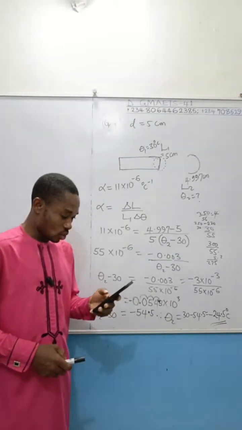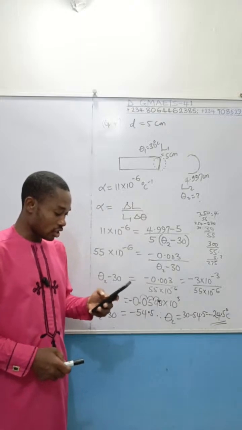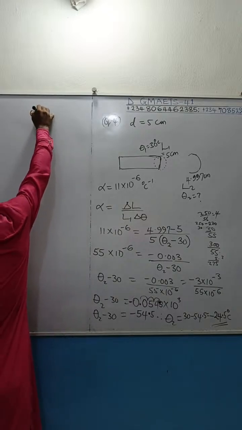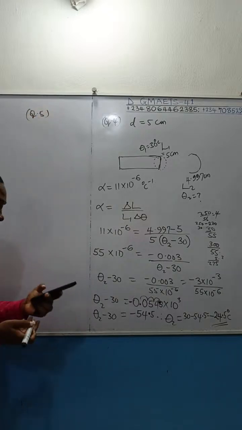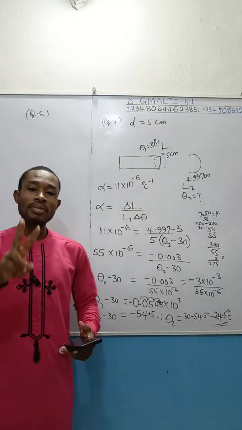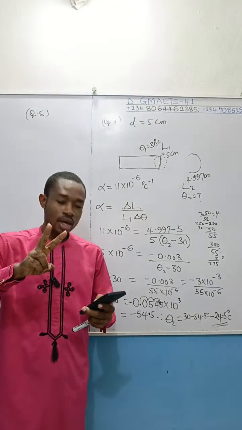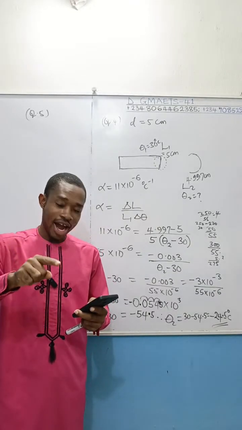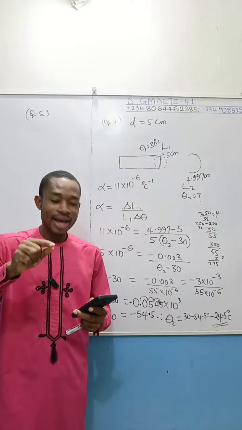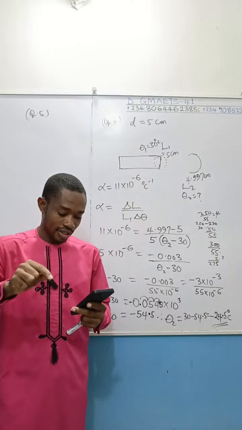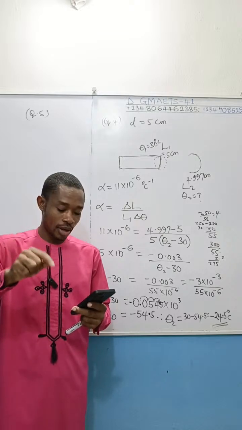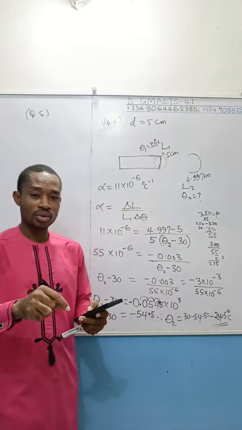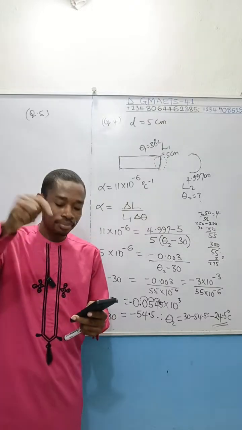Let's move on to our next question. That's question number 5. Question 5 reads, two metals, P and Q, are heated through the same temperature difference.